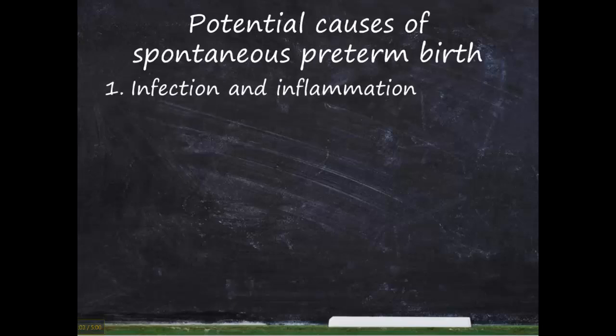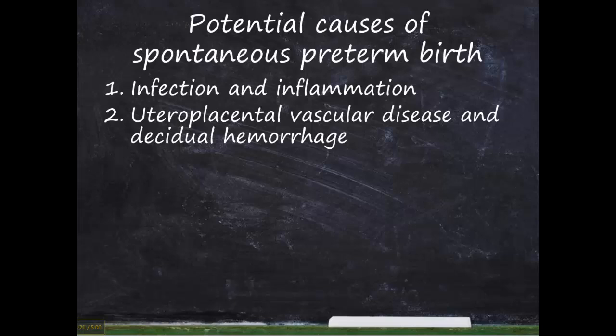These include, one, infection and inflammation. Infections like a urinary tract infection, pyelonephritis, pneumonia, genital tract infections, and subclinical infections have all been hypothesized to cause a systemic inflammatory process thought to stimulate labor. Two, uteroplacental vascular disease and decidual hemorrhage. Here we're talking about retroplacental clot or hematoma or even a placental abruption causing preterm labor and delivery. Three, maternal and fetal stress. As far as maternal stress, we're looking at both physical and emotional stress. Fetal stress is caused by a hostile uterine environment.